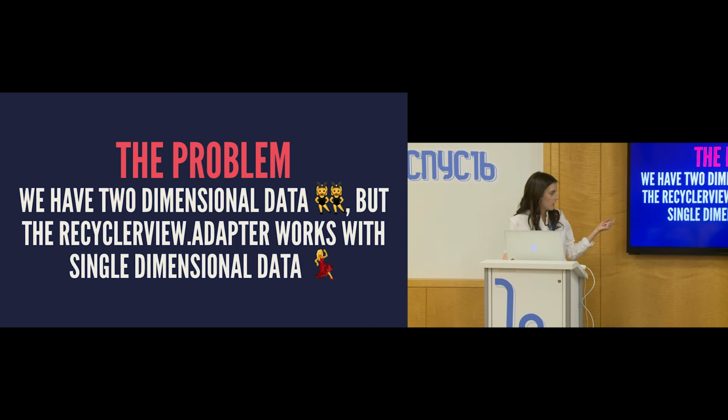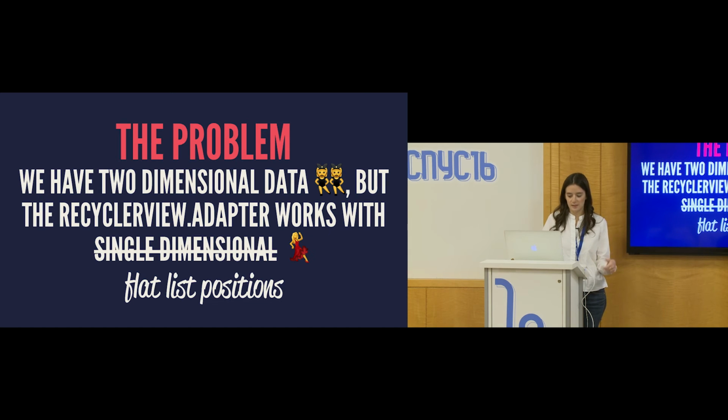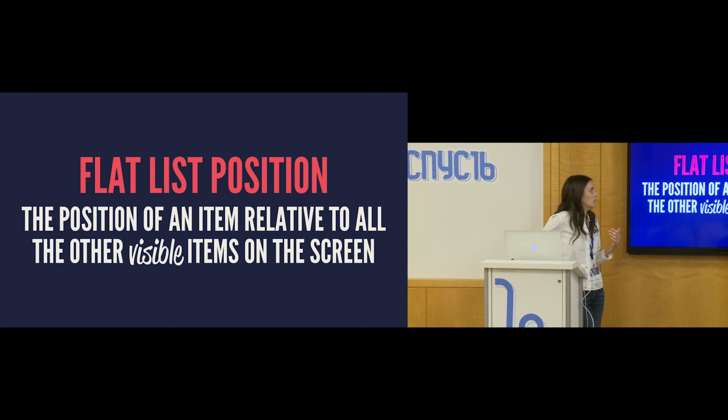So as I said before, the single-dimensional data could be thought of as flat list positions. A flat list position is just a view index. It's another fancy way of saying it is the position of an item relative to all the other visible items on screen, but it's just view index. The reason I'm using a lot of this verbiage, I realize in talking it might seem more complicated, but a lot of it was inspired by actually the Android SDK.